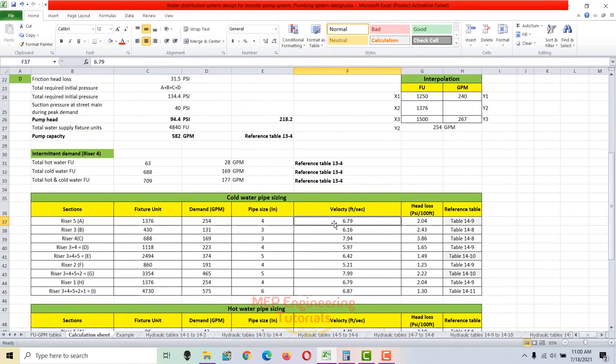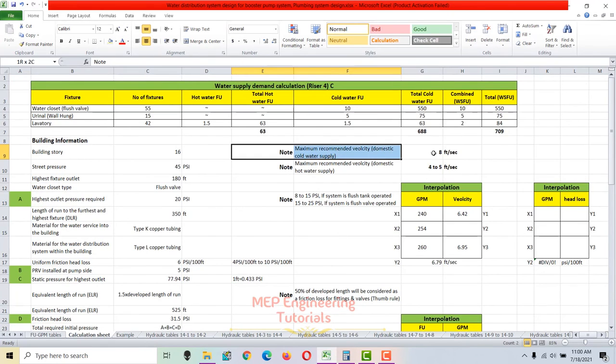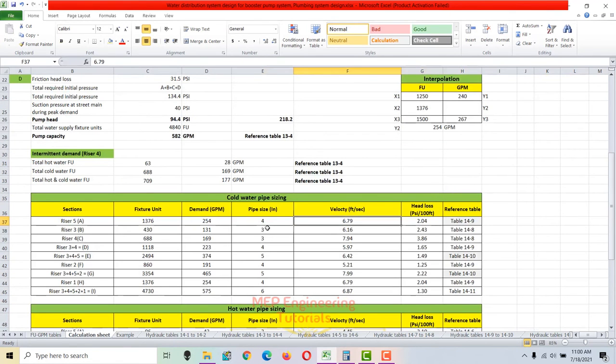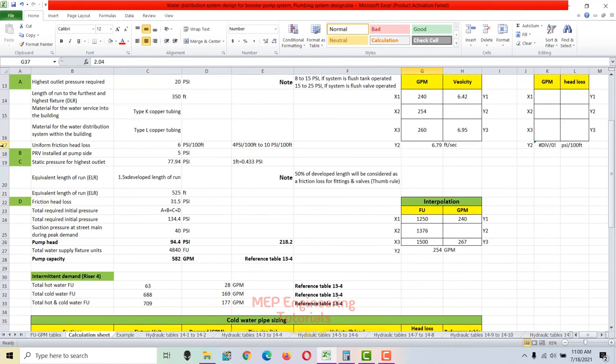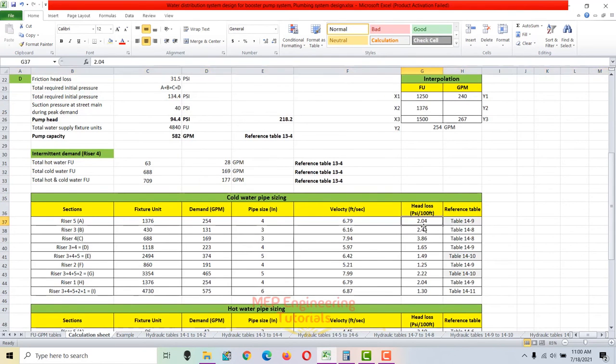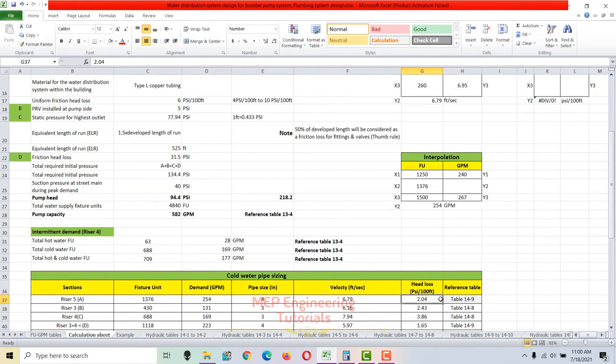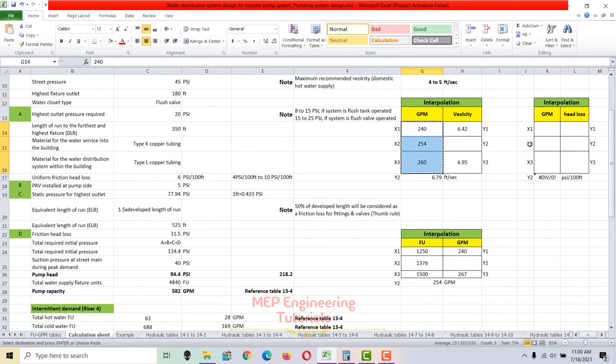Since 6.79 feet per second is less than 8 feet per second, which we set in the beginning, the pipe size which we selected, 4 inches, is okay. We can use a 4 inch pipe size. Now we have to calculate the head loss also. We use the uniform head loss of 6 psi per 100 foot. We need to calculate the head loss at this pipe segment, riser 5, represented by section A, the same way. We write the GPM here, use the interpolation table, and calculate the head loss.